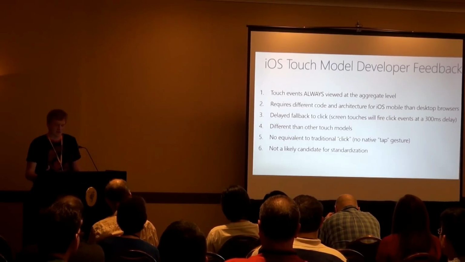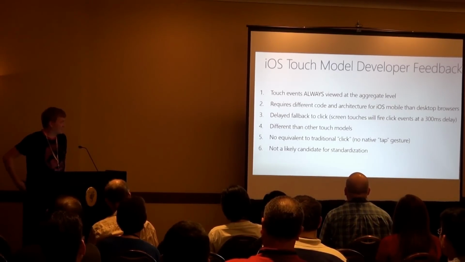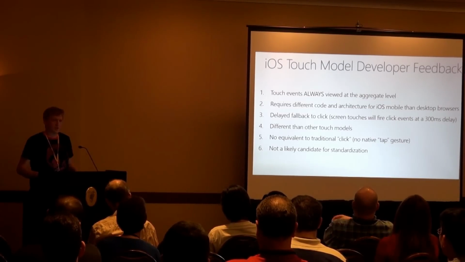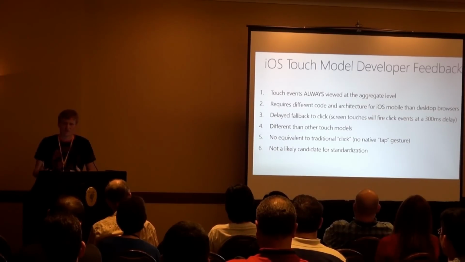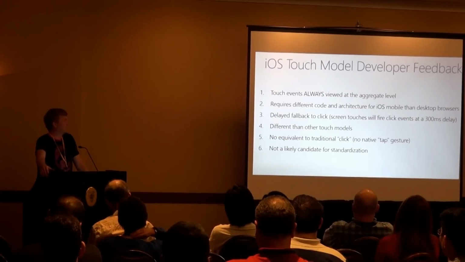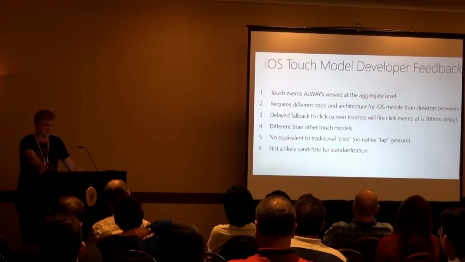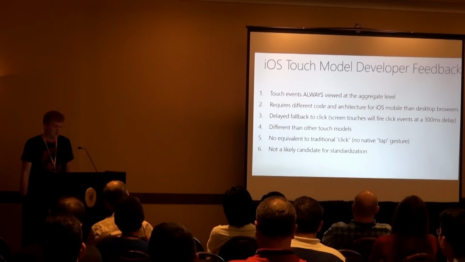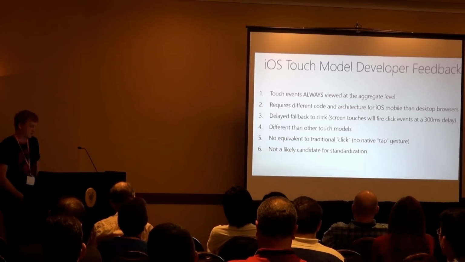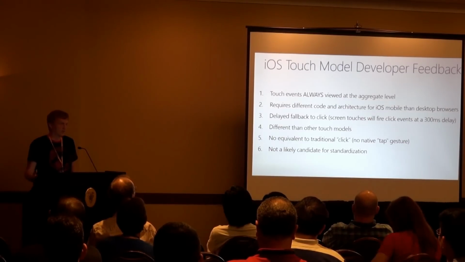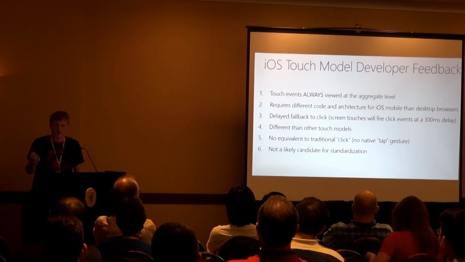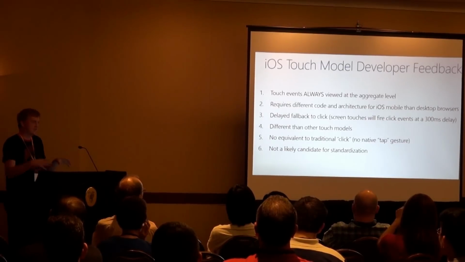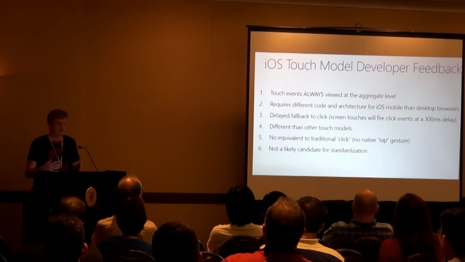So when we were looking at Windows 8 and IE10 and how we were going to work with touch on these devices that support a mouse and a touchscreen, we looked at some of the feedback that was collected about iOS Touch after we as developers have been using it for a few years. These are kind of the 6 points that we came up with here. So touch events are always viewed as an aggregate level. So you always have the arrays of the touch points. They don't have individual touch events themselves. They're all part of the same event object.